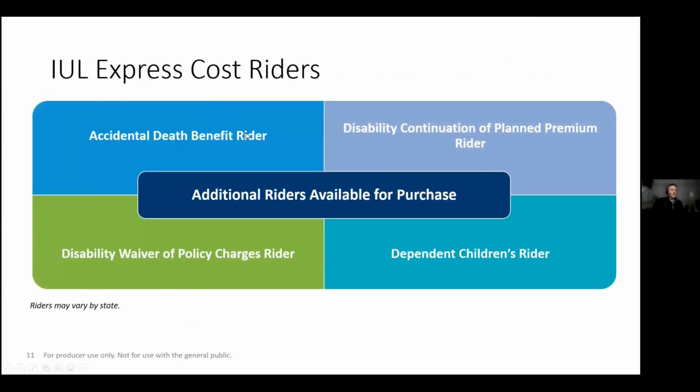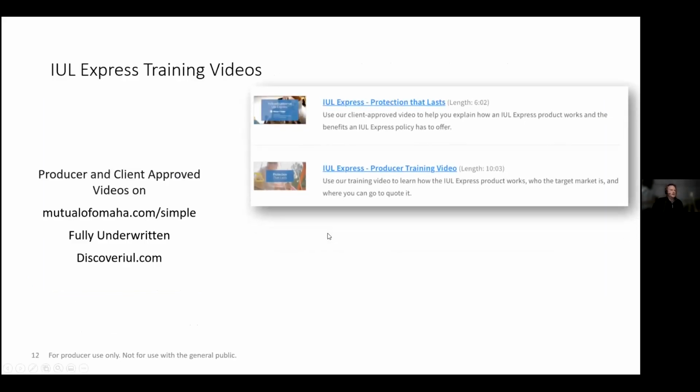We also have a couple of for-cost riders. You have an accidental death benefit rider, a disability continuation of claim premium rider, disability waiver of policy charges, and dependent children rider. Go back here. I'll explain these real fast.